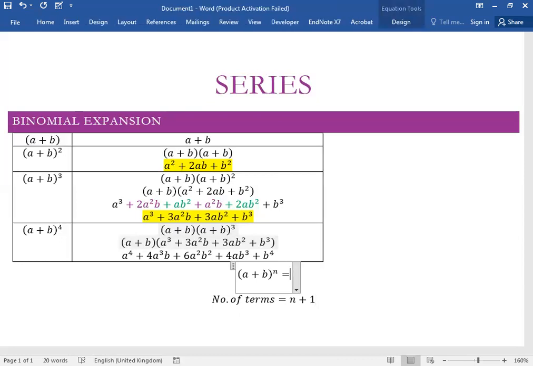The next thing that is clearly obvious in this, the power of a being the first term. How does it start? When the power was 4, you started with the power of a as 4, but what if the power is n? And then what will happen to the power of a? What will happen to the, yes, it will start decreasing.